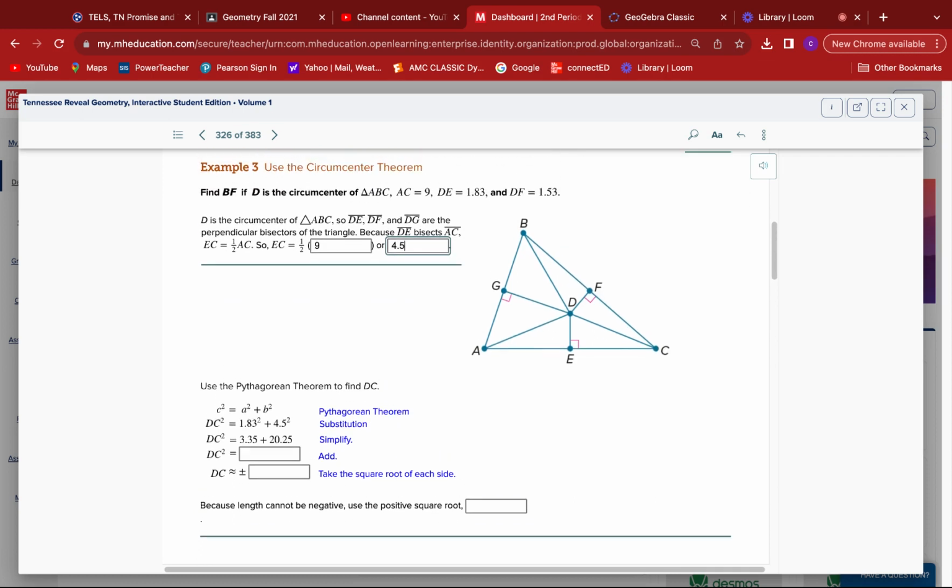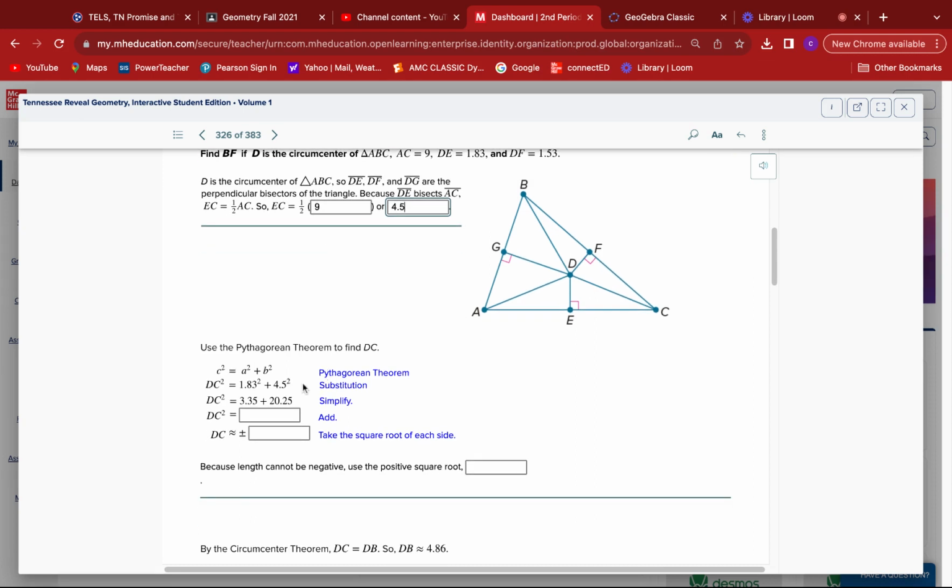All right, so now we're going to do the Pythagorean theorem to find DC, because we have DE, which the directions said is 1.83. We now have EC thanks to taking 9 and dividing by 2, which means we have 2 sides of a right triangle. And we're looking to find the hypotenuse, DC. So we're going to do a squared plus b squared equals c squared. And it looks like they already set it up for us, which is super nice. So I'm just going to finish out: 3.35 plus 20.25 is 23.6. And the opposite of squaring is to square root that 23.6.